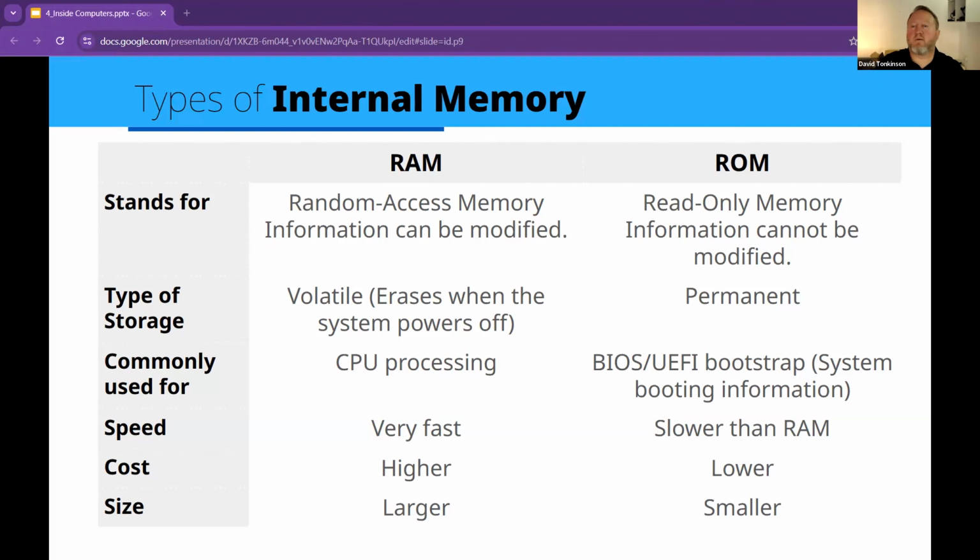Downside of it, it is slower than RAM. Not a big deal because we're only doing it during the boot sequence, so it basically affects how quickly we boot up. It is quick enough for us not to worry about how slow it is in the boot up process. It is cheaper, and the size is normally very small. Why would we have it big? We do not need a load of information that's permanently stored on our machines.